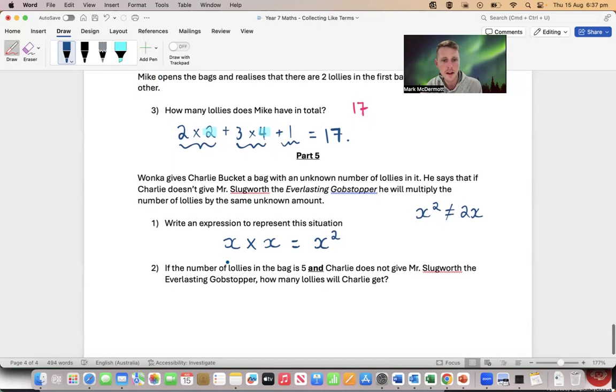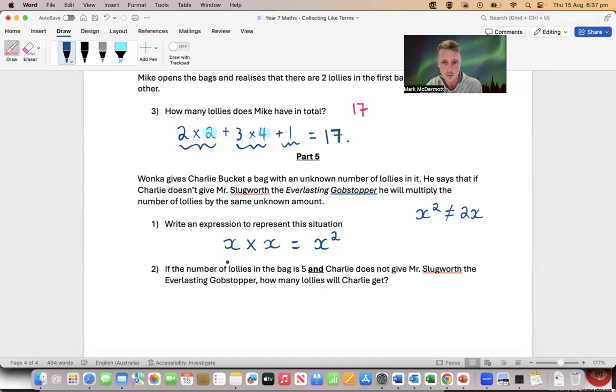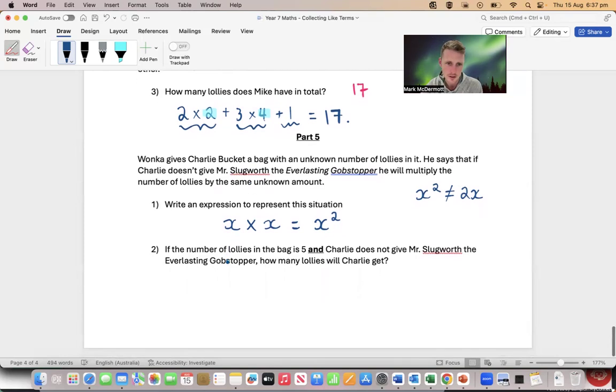Okay, if the number of lollies in the bag is 5 and Charlie does not give Mr. Slugworth the everlasting gobstopper, how many lollies will Charlie get? Well, there was 5 in there. And Wonka said that if he doesn't give it to him, he'll multiply whatever number's in there by the same unknown number. So he's going to multiply it by 5, so he's going to get 25 lollies.